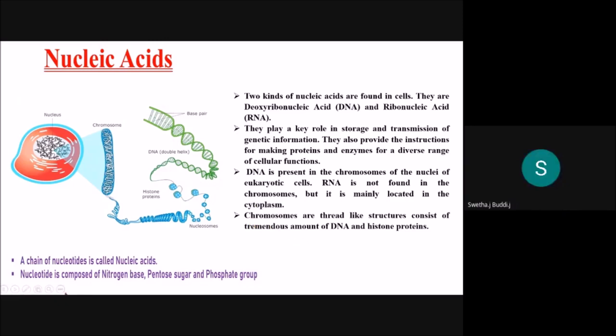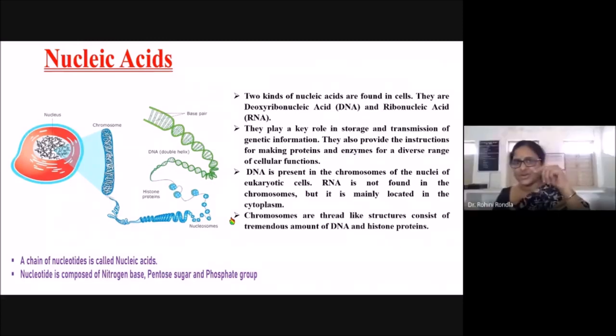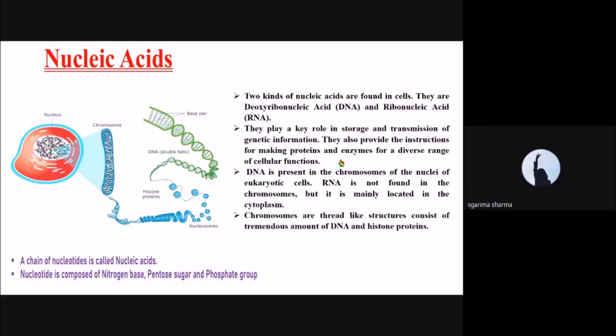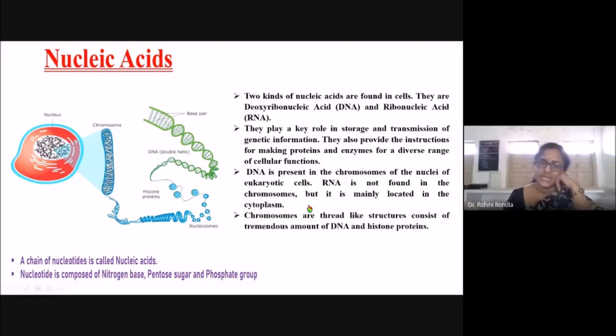Where is the location of DNA? Nucleus. Chromosomes. Where are chromosomes found? Nucleus. Chromosomes are made up of nucleic acids and histone. DNA and histone proteins. Very good. Chromosomes consist of DNA and histone proteins. RNA is located in the cytoplasm. Very good. It is not present in the nuclei.